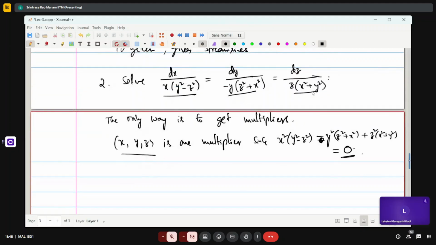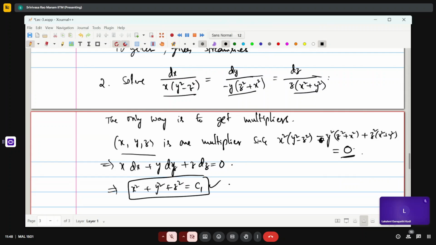So with this multiplier you obviously have x dx plus y dy plus z dz divided by 0. So this has to be 0. That means x square by 2 plus y square by 2 plus z square by 2 equals a constant C1. So this is one surface I get. These are your spheres.